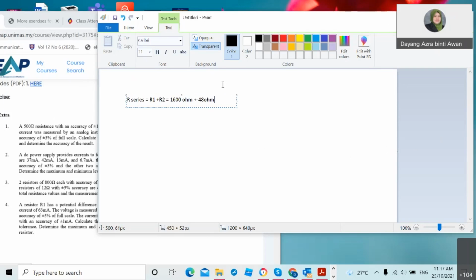Is that right? Let's do it. For one resistor, the error is 3%, which is 3% out of 800 ohm, so around 24 ohm. For the summation, we need to add the errors together, so error of R1 plus error of R2, 24 plus 24 is 48 ohm. So we are settled with R series. Then you need to go to R parallel.